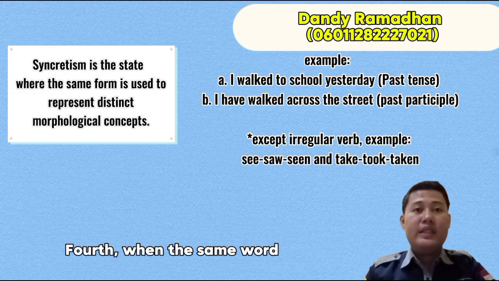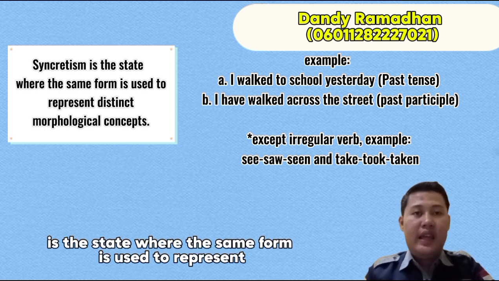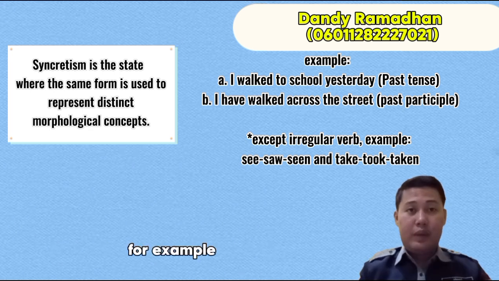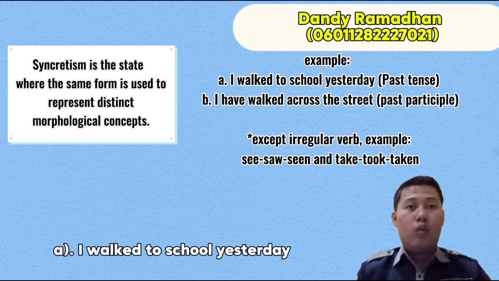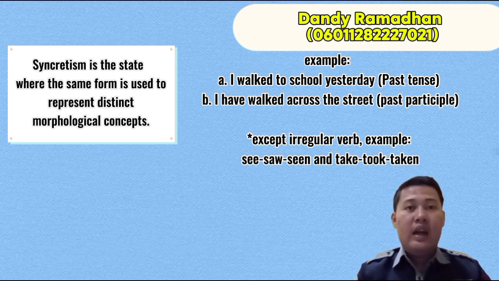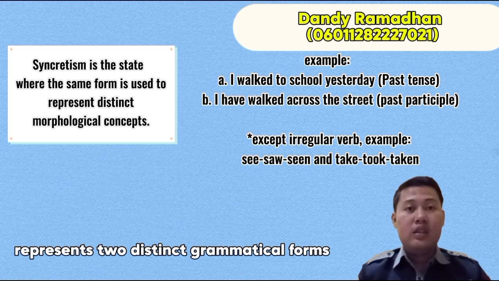Fourth, when the same word form may represent different grammatical words. Syncretism is the state where the same form is used to represent distinct morphological concepts. For example, A. I walked to school yesterday. B. I have walked across the street. The same word form walked in example A and example B represents two distinct grammatical forms.